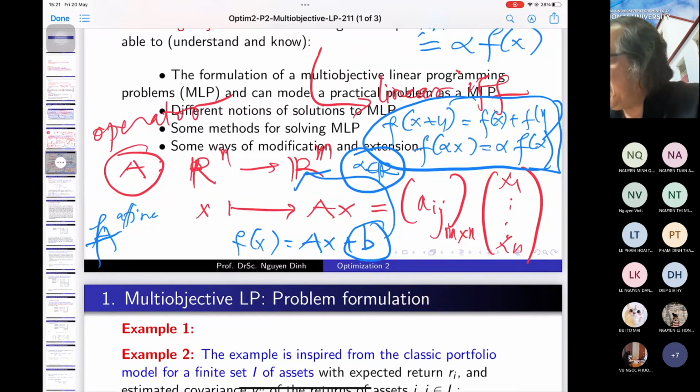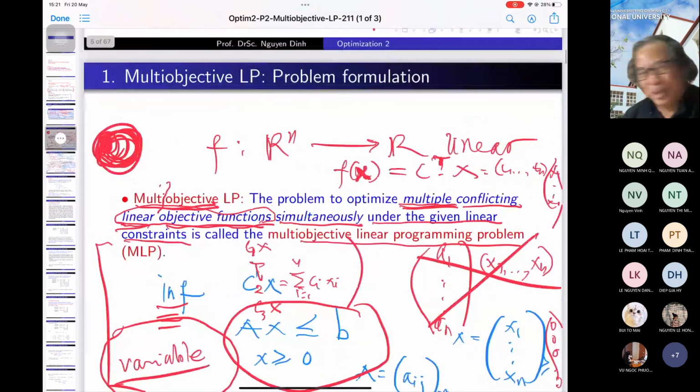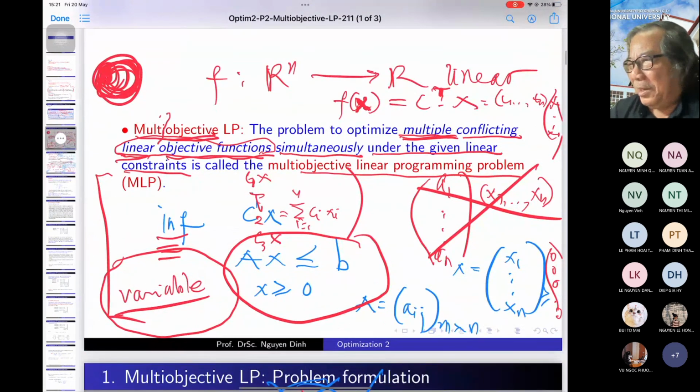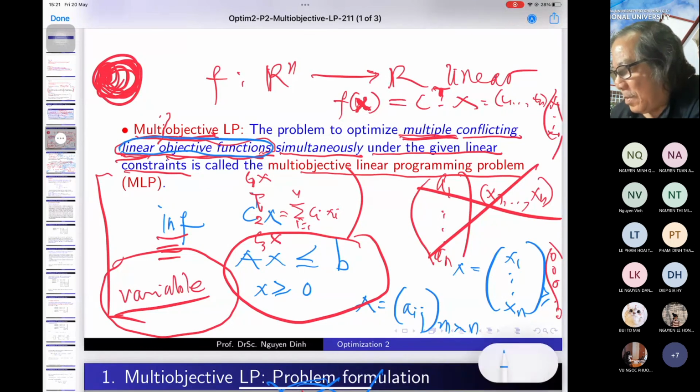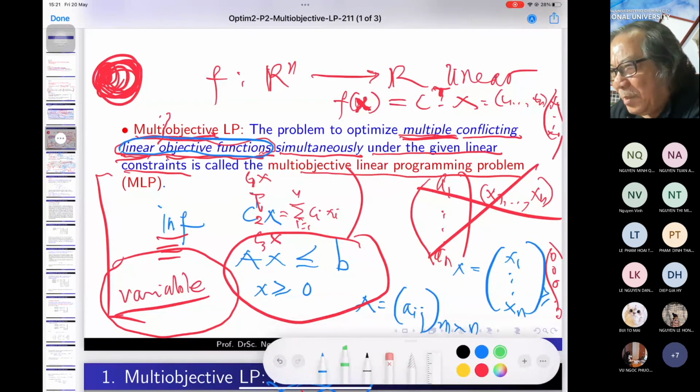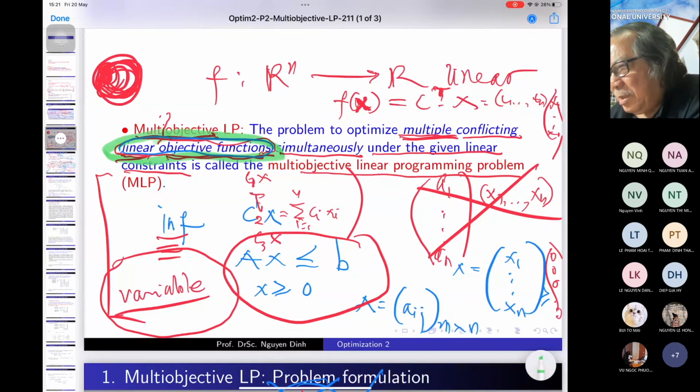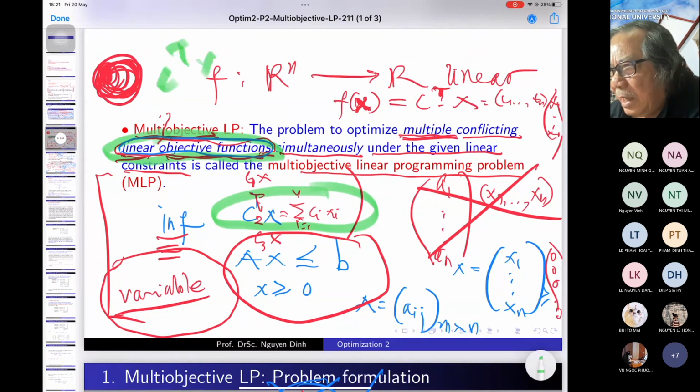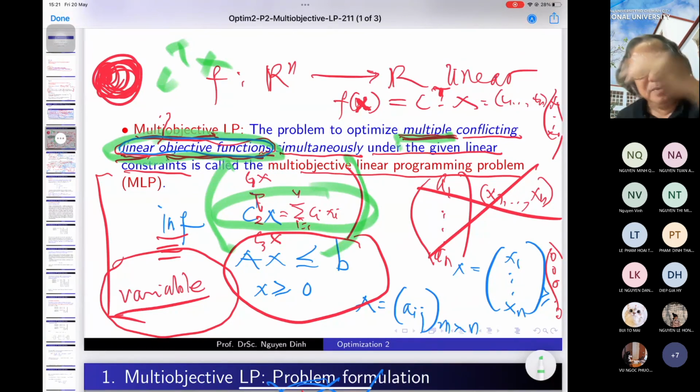Okay. Now you see the linear objective function. Linear objective function means an objective function here, but it's linear, so it has the form c transpose x like this. And multiple objective means there are several objectives: c1 x, c2 x, c3 x, something like this.